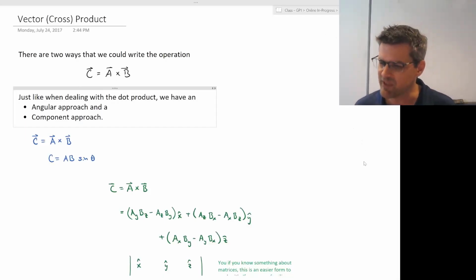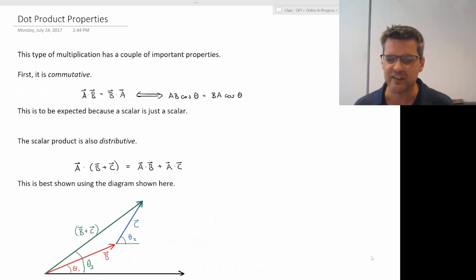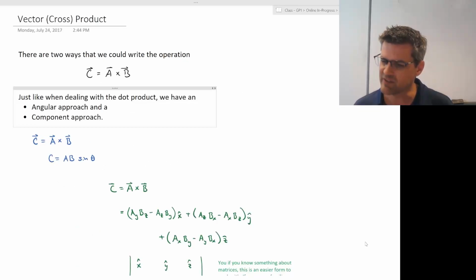I feel like I'm missing a page here. Dot product properties, no. Cross product, this is what I want.